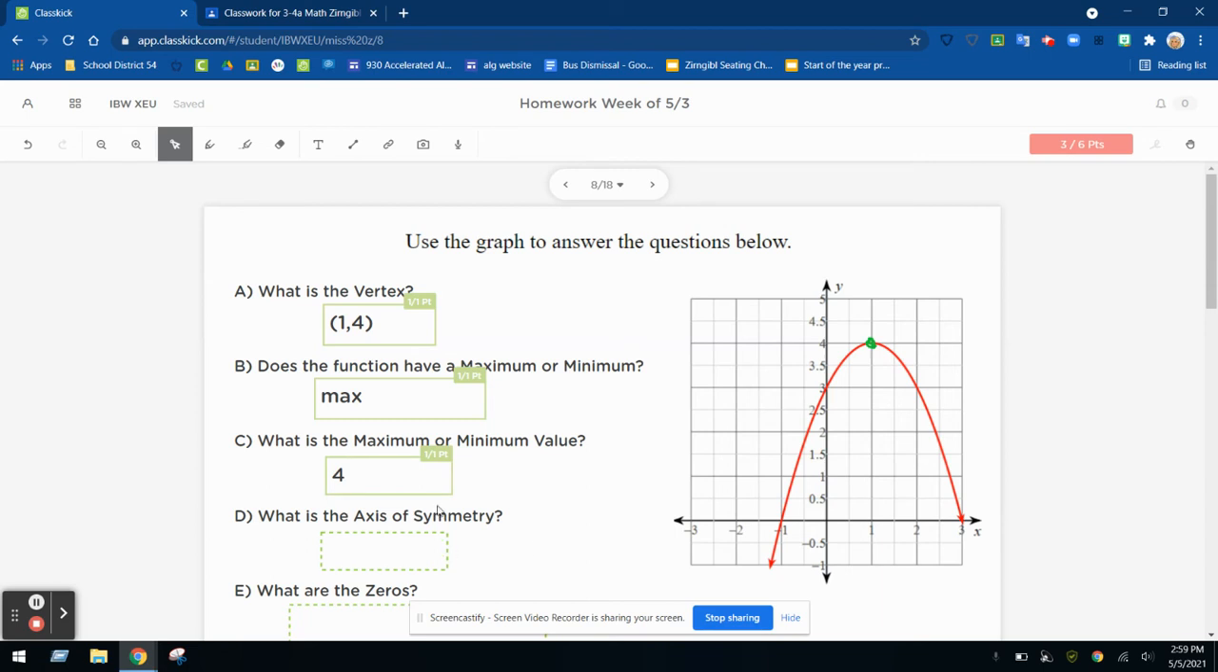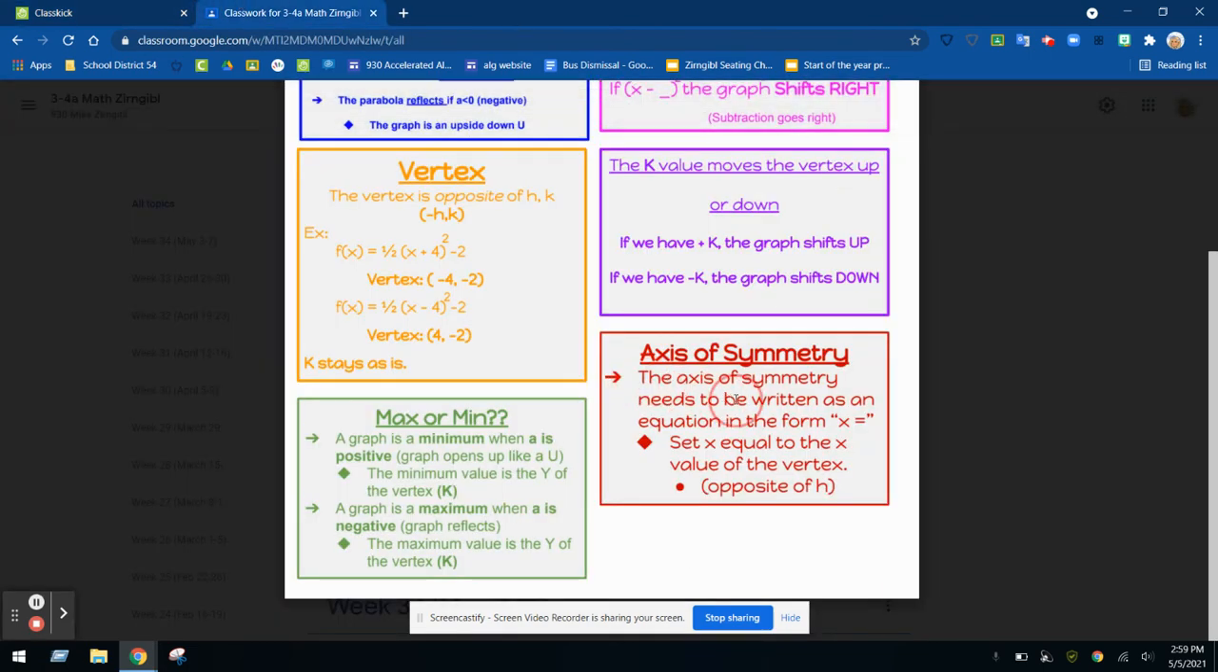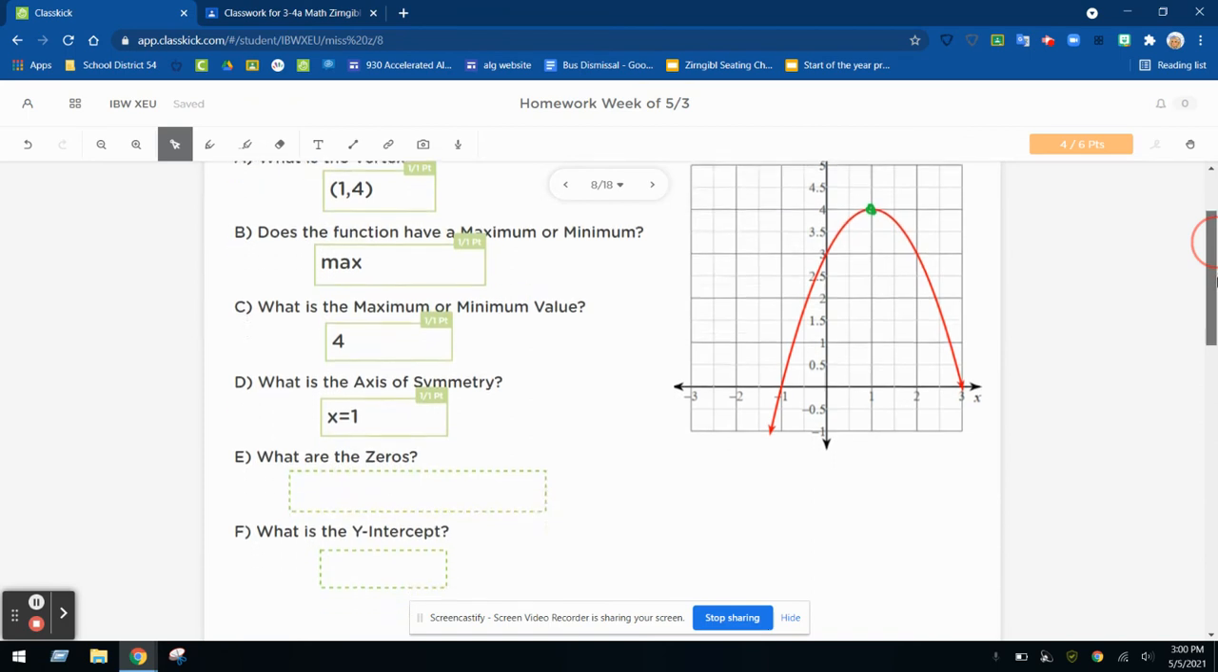The next thing we have is the axis of symmetry. It says that the axis of symmetry needs to be written as an equation in the form x equals. So we need to set x equal to the x value of the vertex. Our vertex is (1, 4), so my axis of symmetry needs to be written as x equals 1, because our x value is just 1.